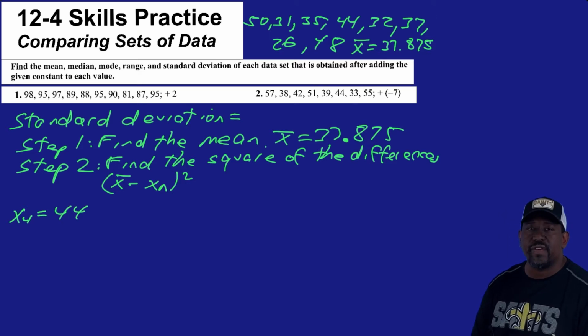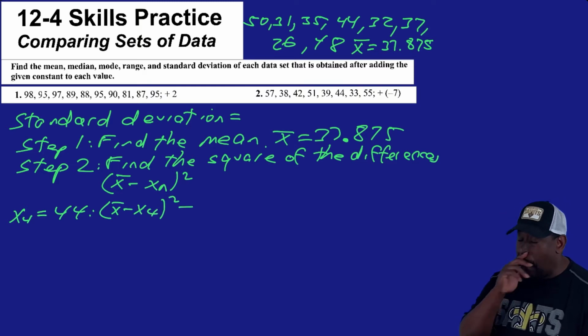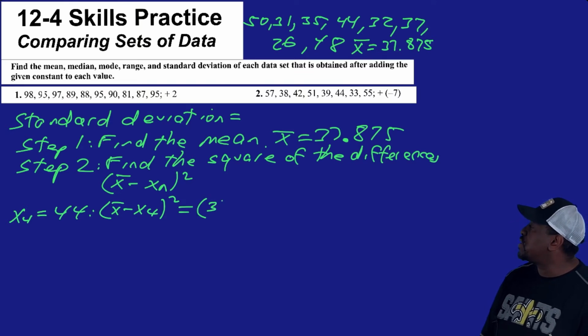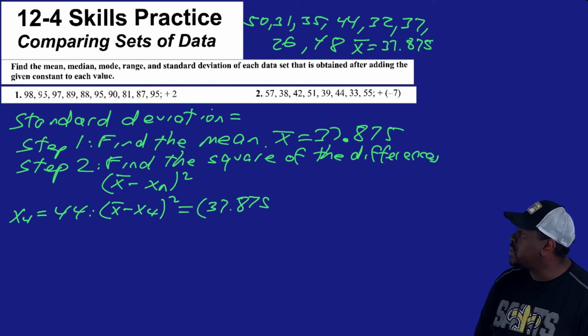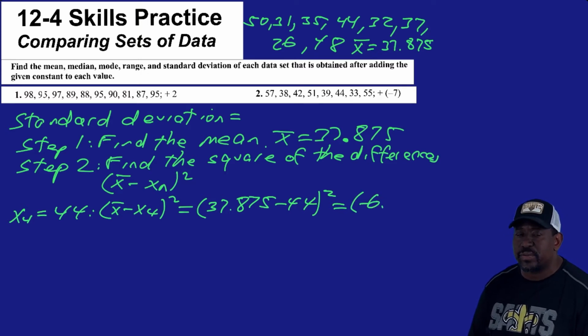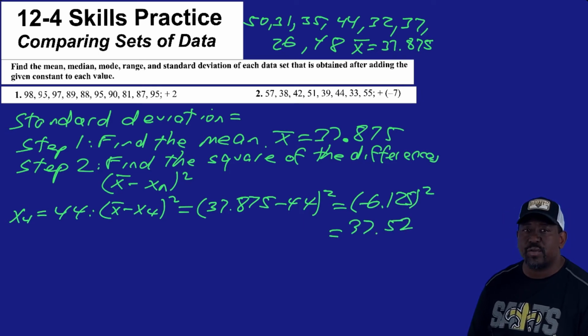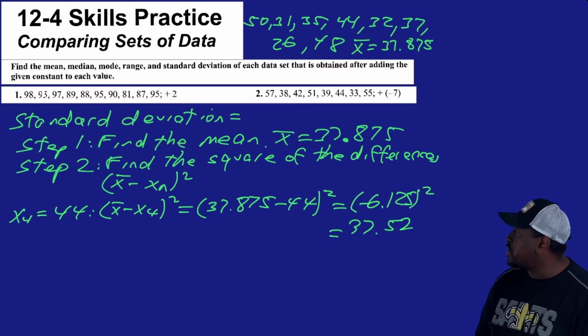We put our fourth data point, 44. We take the mean and subtract from that and square it. And so we will have 37.875 minus 44 squared. Now this stuff is very tedious, so it's very important that you organize your work, you have it nice and structured, because when you do a problem like this, it takes a lot of different steps. You have to organize a lot of material. So for this example, we have negative 6.125 squared, rounded to the nearest hundredth, 37.52.